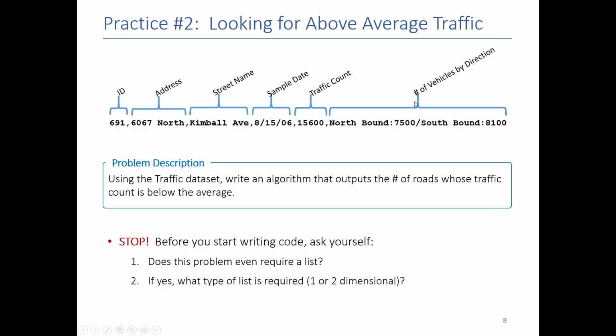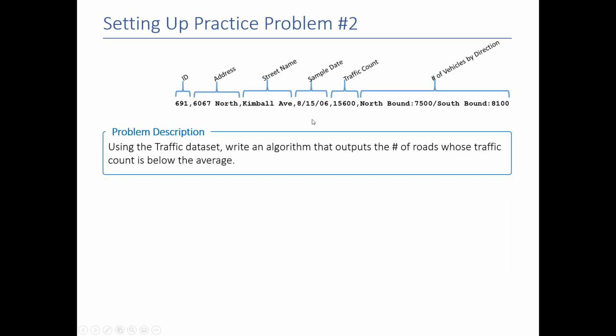Think about what type of data you need. I don't need to know anything about the address, street name, or sample date, or number of vehicles by direction. I just need to know the traffic count. So this is a great example of a one-dimensional list, because my list only has to keep track of just this column. So let's go ahead and set up that problem.